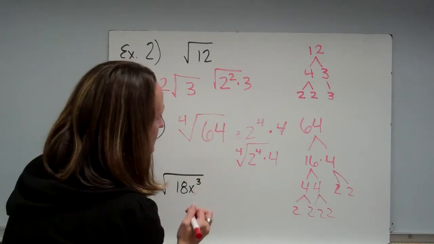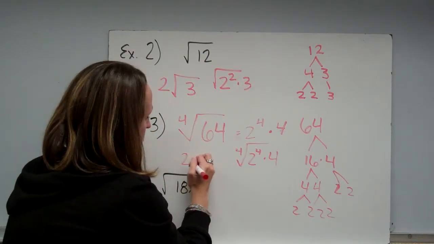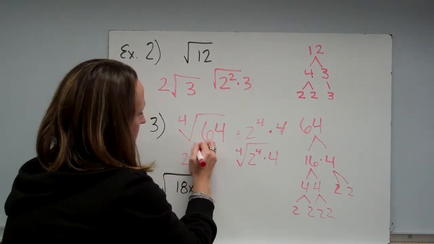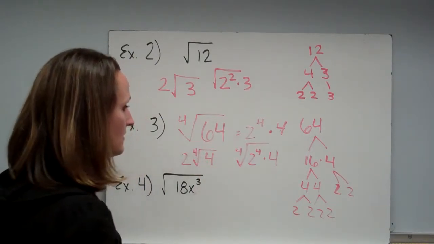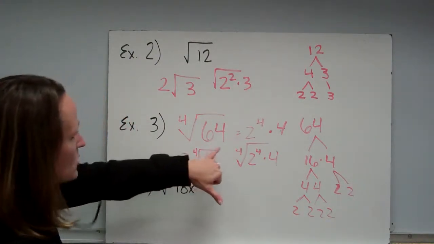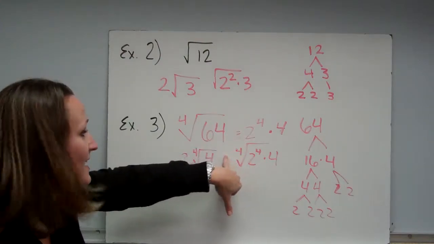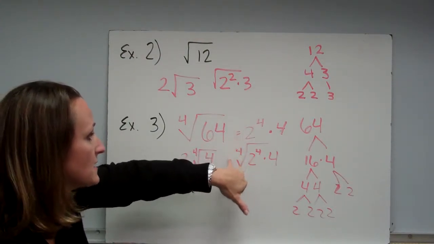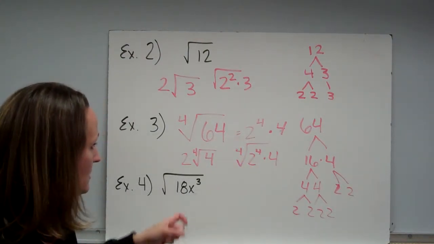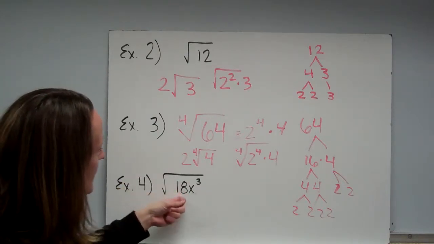So the 4th root of 64 will be 2 4th roots of 4. Sorry, for a minute I was thinking square roots. So don't make the mistake that I did. Look at what your index is. This matches up. Now, what about this one?